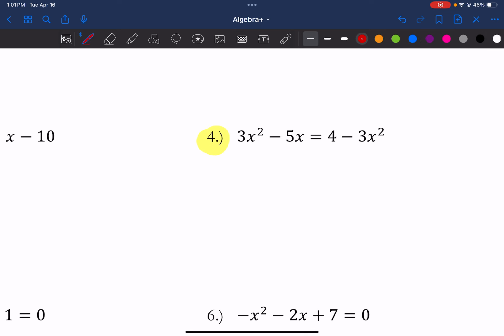So again, get this in standard form. So we get 3x squared. If I add 3x squared, you're going to get a 6x squared minus 4x. We're also going to subtract 4 on both sides. Minus 4 equals 0.